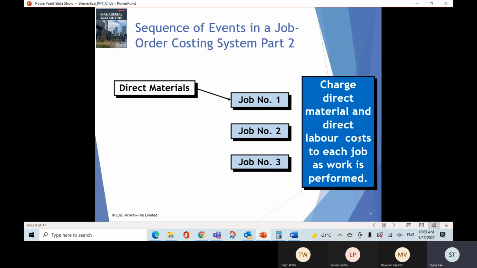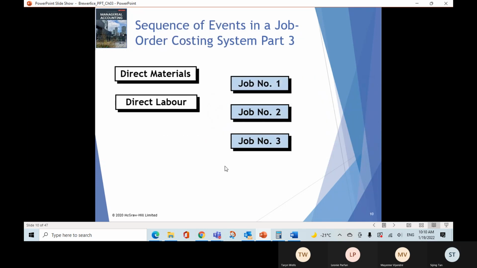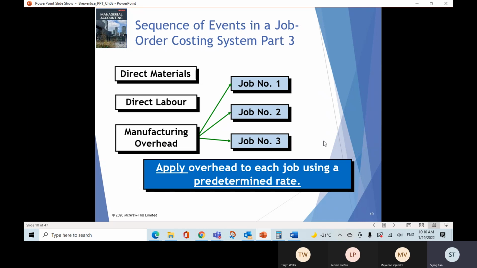Now this is a sequence of events in a job order costing system. We can see that the direct materials and direct labor go directly to each job, right? They are very easy to trace. Manufacturing overhead is untraceable. So that's why we learn the calculation. This is applied overhead to each job using a predetermined rate. And then you can easily assign the overhead cost to each job, number 1, 2, 3.